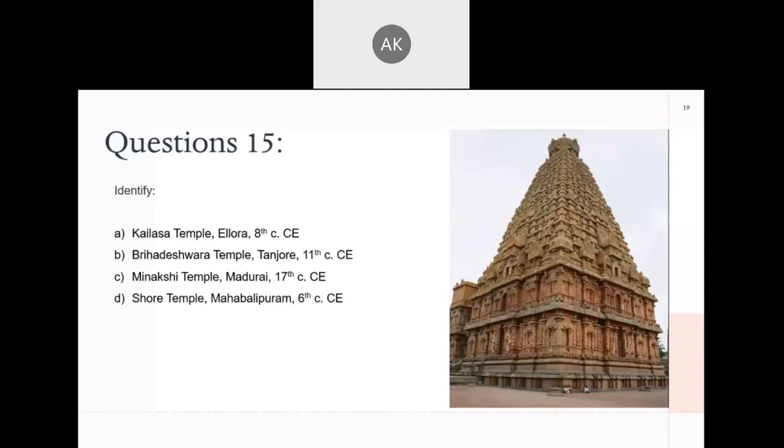Again, let me say the options: Kailash Temple of Ellora, Brihadeshwara Temple of Tanjore, Meenakshi Temple of Madurai, or the Shore Temple Mahabalipuram. You can see the grandeur and monumental scale of this temple. We can see a few persons sitting here, and just imagine the scale of this massive structure. Can anybody identify this one? Actually, this is Brihadeshwara temple from Tanjore. It belongs to the 11th century CE.